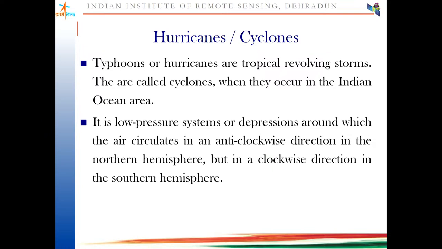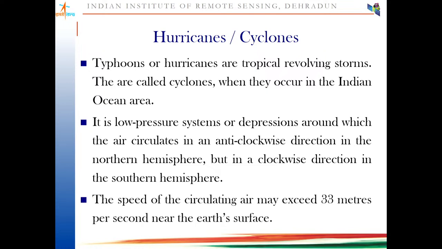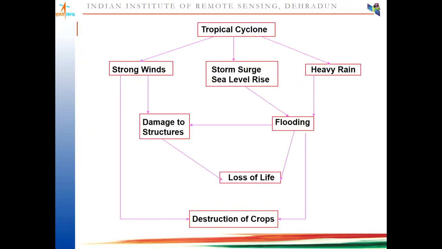As I told you, a cyclone is basically a low pressure system or depression, in which the air circulates in an anti-clockwise direction in the northern hemisphere and clockwise in the southern hemisphere. The speed of the circulating air masses exceeds 33 meters per second near the Earth's surface, and there is a scale of cyclones given by the Indian Meteorological Department, which determines whether it will be called a depression, a cyclone, a deep depression, or a super cyclone. Those terminologies are there; you can always find them if you visit the IMD site.